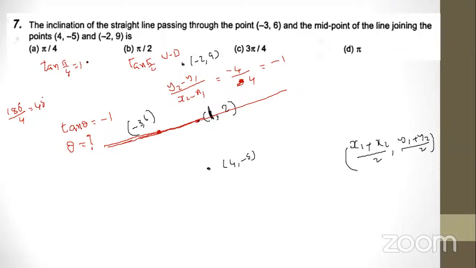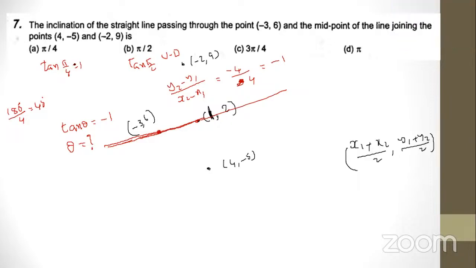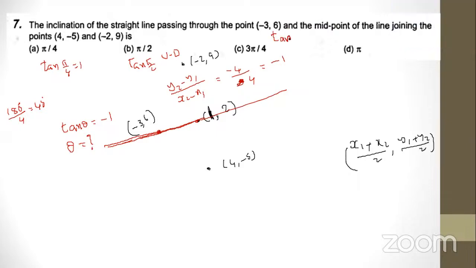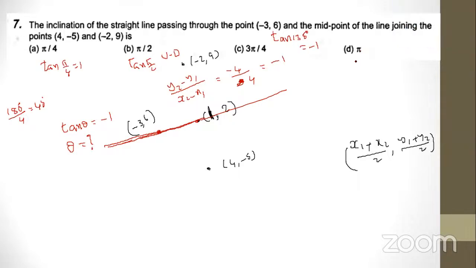Tan 3 pi by 4. Pi by 4 is 45 degrees. 3 pi by 4 means 3 times 45 degrees, that is 135 degrees. Do you remember tan 135 degrees? Tan 135 degrees is negative 1, right? Because the other one, pi, is 180.